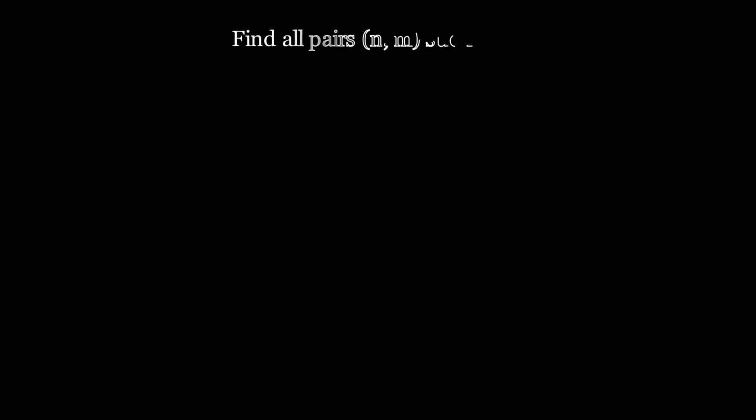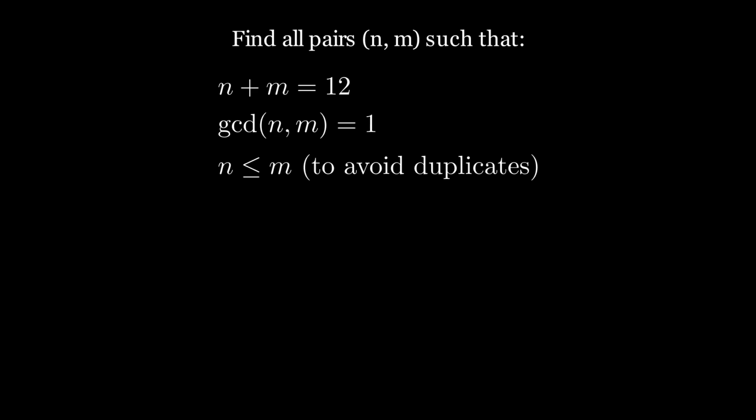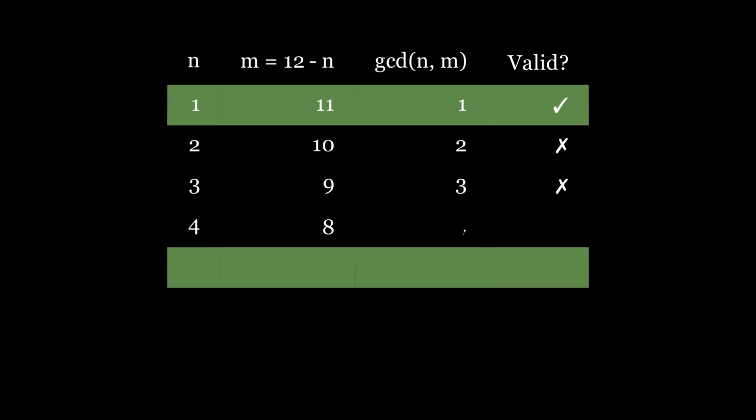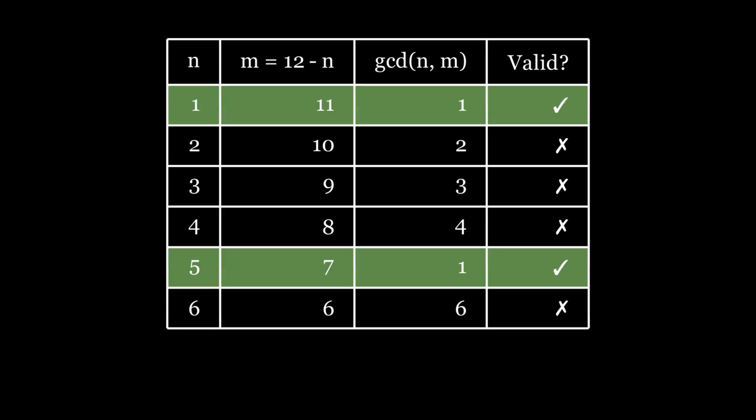Now we need to find all pairs of numbers n and m that add up to 12 and are coprime, meaning they share no common factors other than 1. We'll also consider n less than or equal to m to avoid duplicate pairs. Let's create a table to check all possible values of n from 1 to 6.